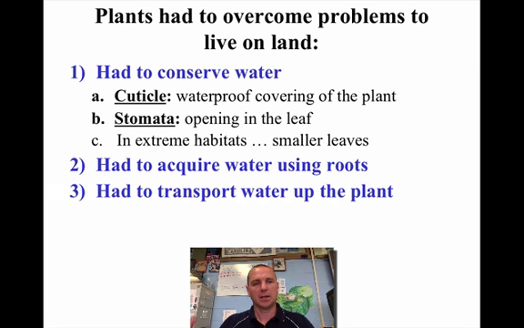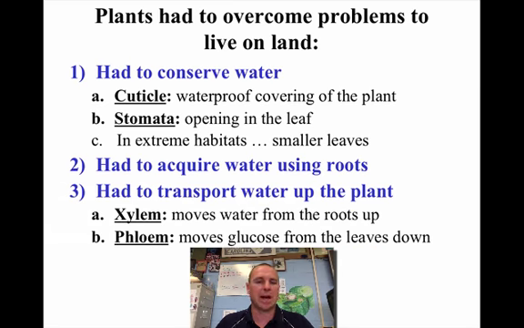The third way, if you had the roots down at the bottom of the plant, and you had the leaves at the top of the plant that needed the water to make photosynthesis, you had to figure out a way to transport that water throughout the plant. And the way they did is through xylem and phloem.